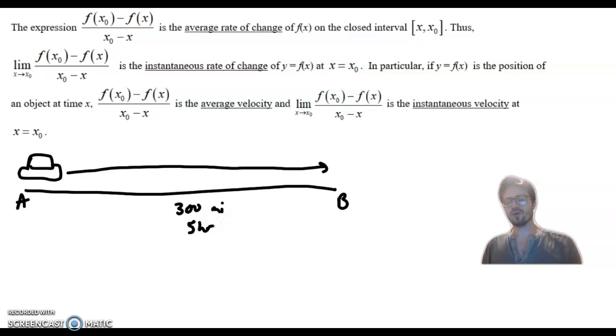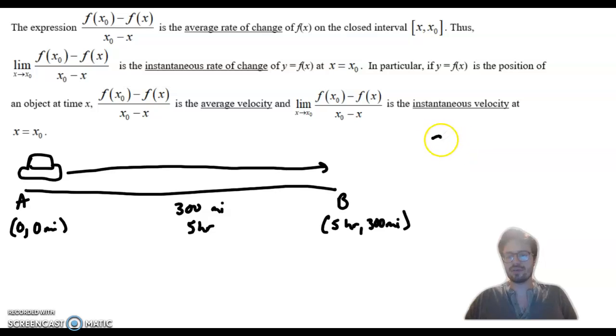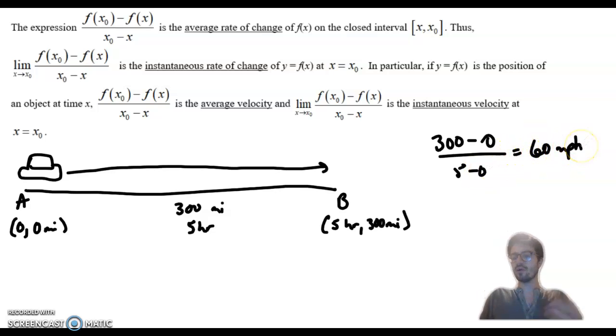Okay? So there's a rate of change here, right? So at this point, it took us 5 hours. We drove 300 miles. Here we had driven 0 hours, and we're at 0 miles. So on average, how fast was I going? Well, that's a slope question. I know that 300 minus 0 over 5 minus 0 gives me 60. So on average, I was driving 60 miles an hour.